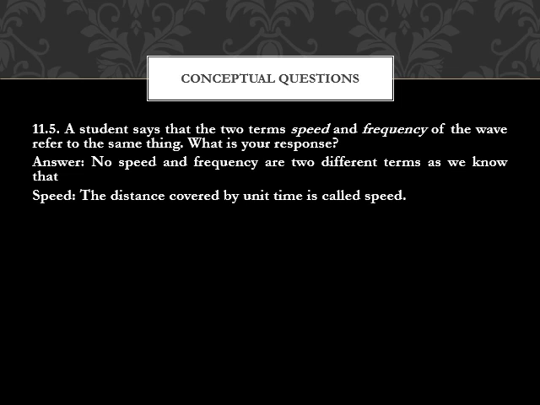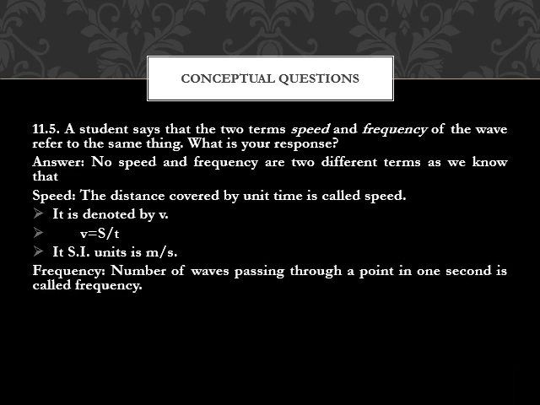Speed is defined as the distance covered per unit time. It is denoted by v. Its formula is v equals s by t, where v is the speed, s is the distance, and t is the time taken by the object. And its SI unit is meter per second.